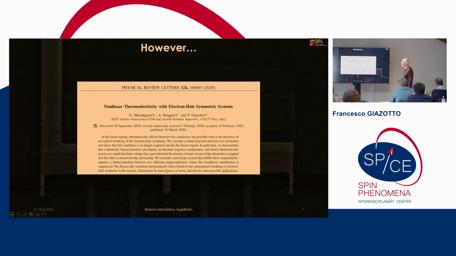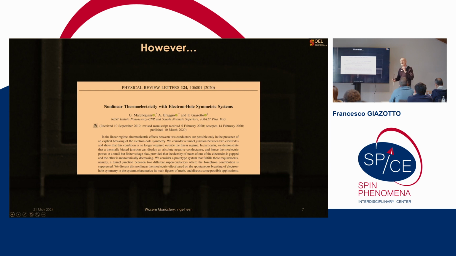this condition is no longer required outside the linear regime. So it's possible to demonstrate that, in principle, a thermally biased tunnel junction between two suitable materials can display an absolute negative conductance. So fix this in mind: absolute negative conductance in the system, not differential conductance, absolute negative conductance, and hence thermoelectric power at finite but small voltage bias, provided the density of states of one electrode is gapped and the other is monotonically decreasing.